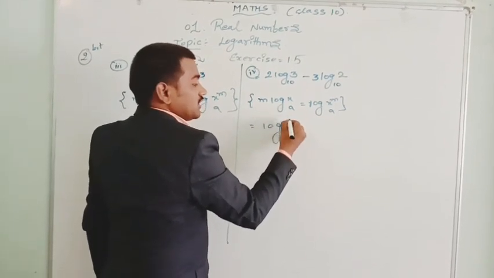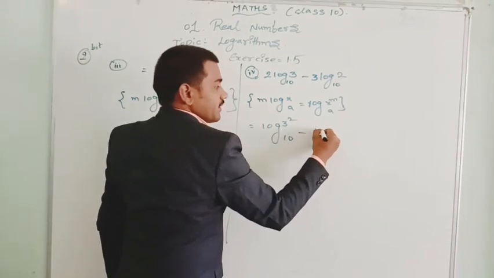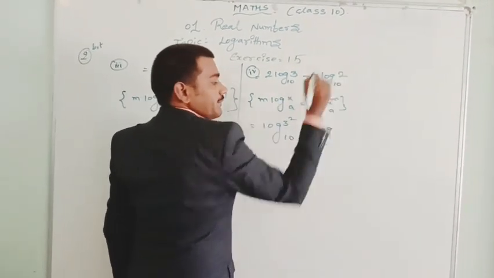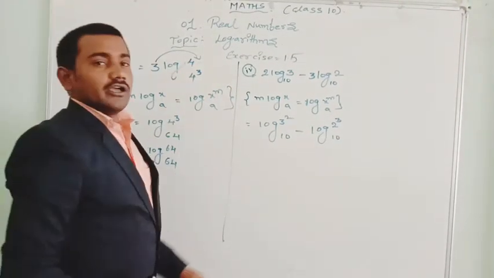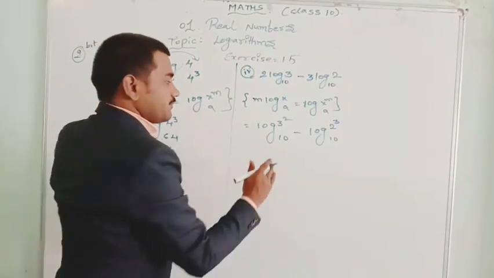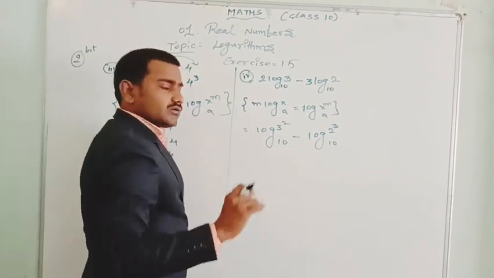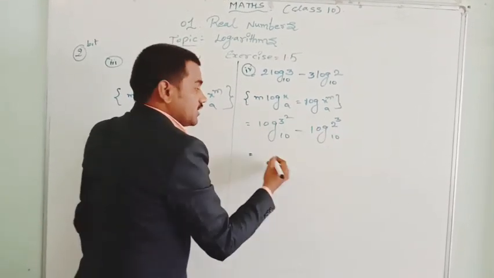So let us change it here. Log 3 to the power of 2, 3 square, base 10, minus log, this 3 will come here, so 2 to the power of 3 base 10. If they are not given any base, we can take base 10. We need not write it here; don't write anything. Solve it like that only. Now 3 square value is 9, 2 cube value is 8.